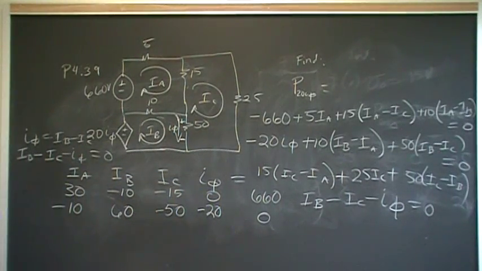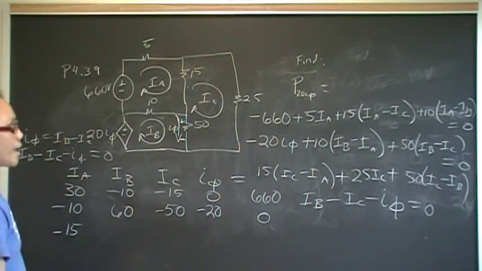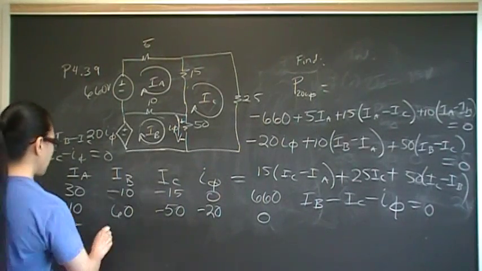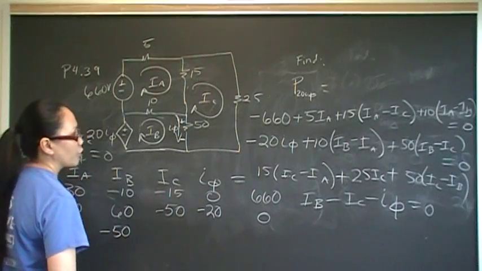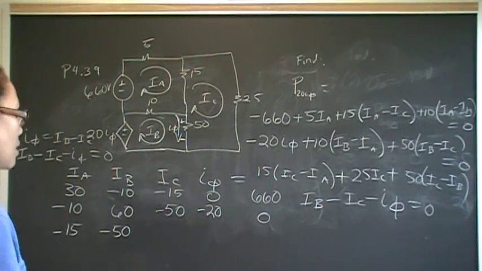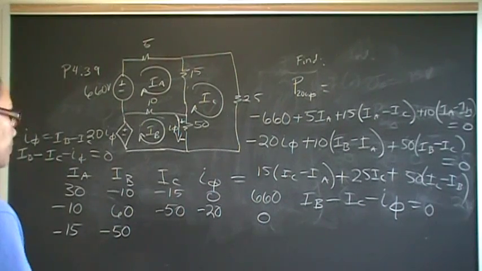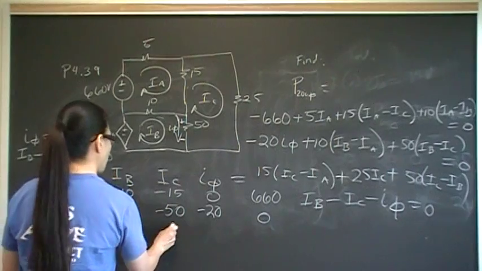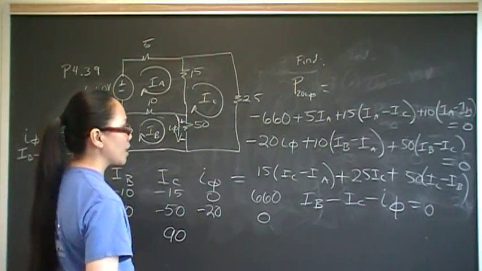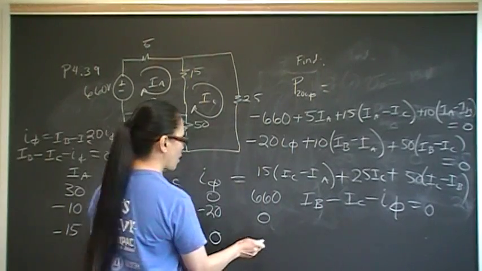Our third equation, we have negative 15 IA. And for IB, we have negative 50. And for IC, we have 15 plus 25 plus 50. So 15 plus 25 is 40, plus 50 is 90. So we got 90 there, and then no constants. No occurrences of I-phi and no constants.